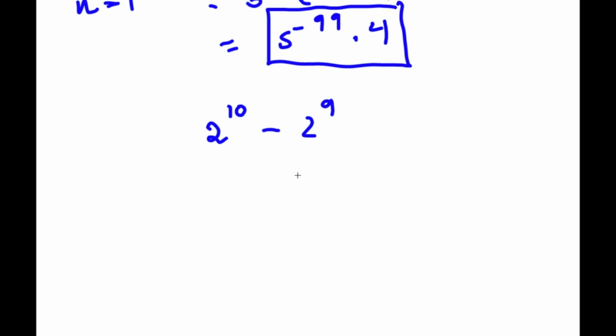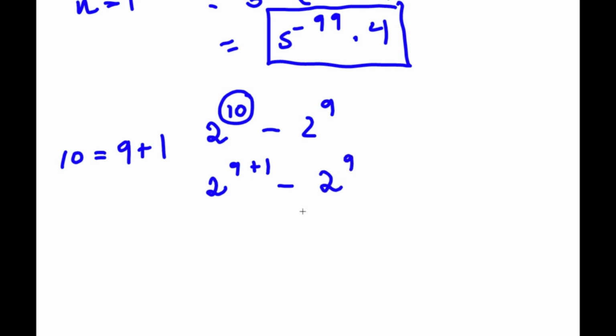Alright, so I'm assuming you guys tried to solve this problem. So what we're first going to do is, as you see here, we have our 10. Remember, 10 is equal to 9 plus 1. So now I'm going to replace this 10 with 9 plus 1. So now I have 2 to the power of 9 plus 1 minus 2 to the power of 9.